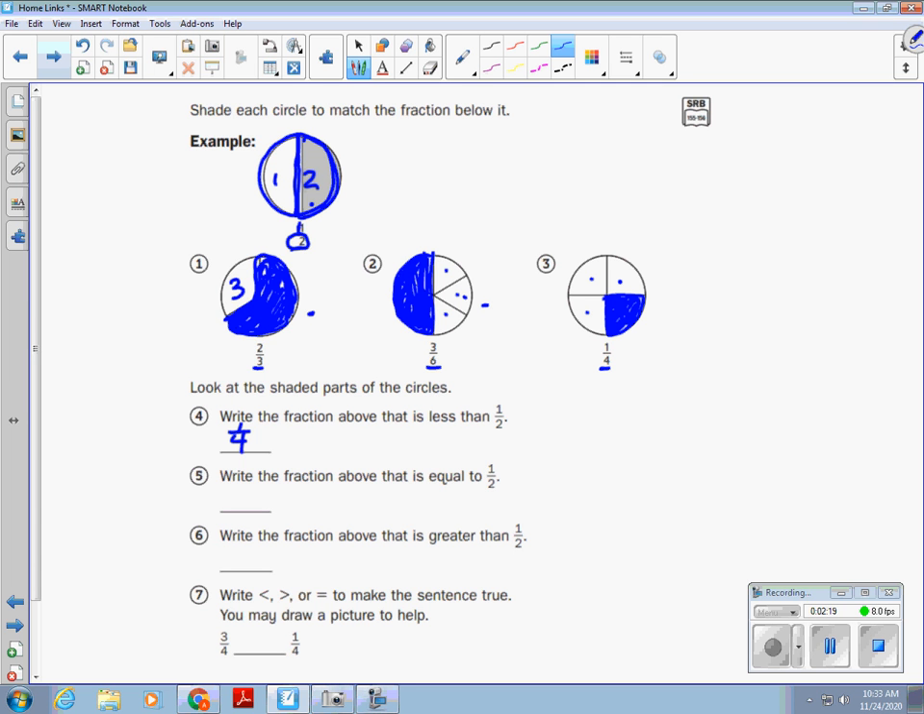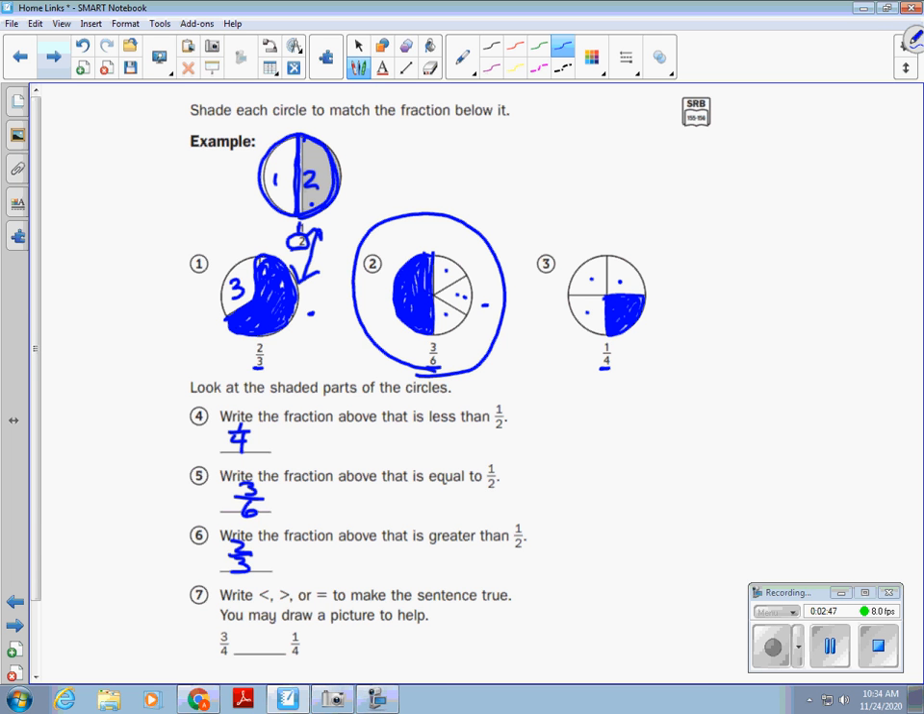Write the fraction above that is equal to 1/2. Well, I think we said that this one was equal, so 3/6 is going to be equal to 1/2. And then write the fraction that is greater. You notice this one here, here's your 1/2. If I can have 2/3, I'm going to have more than what I would have if I had 1/2. So 2/3 would be greater than 1/2.